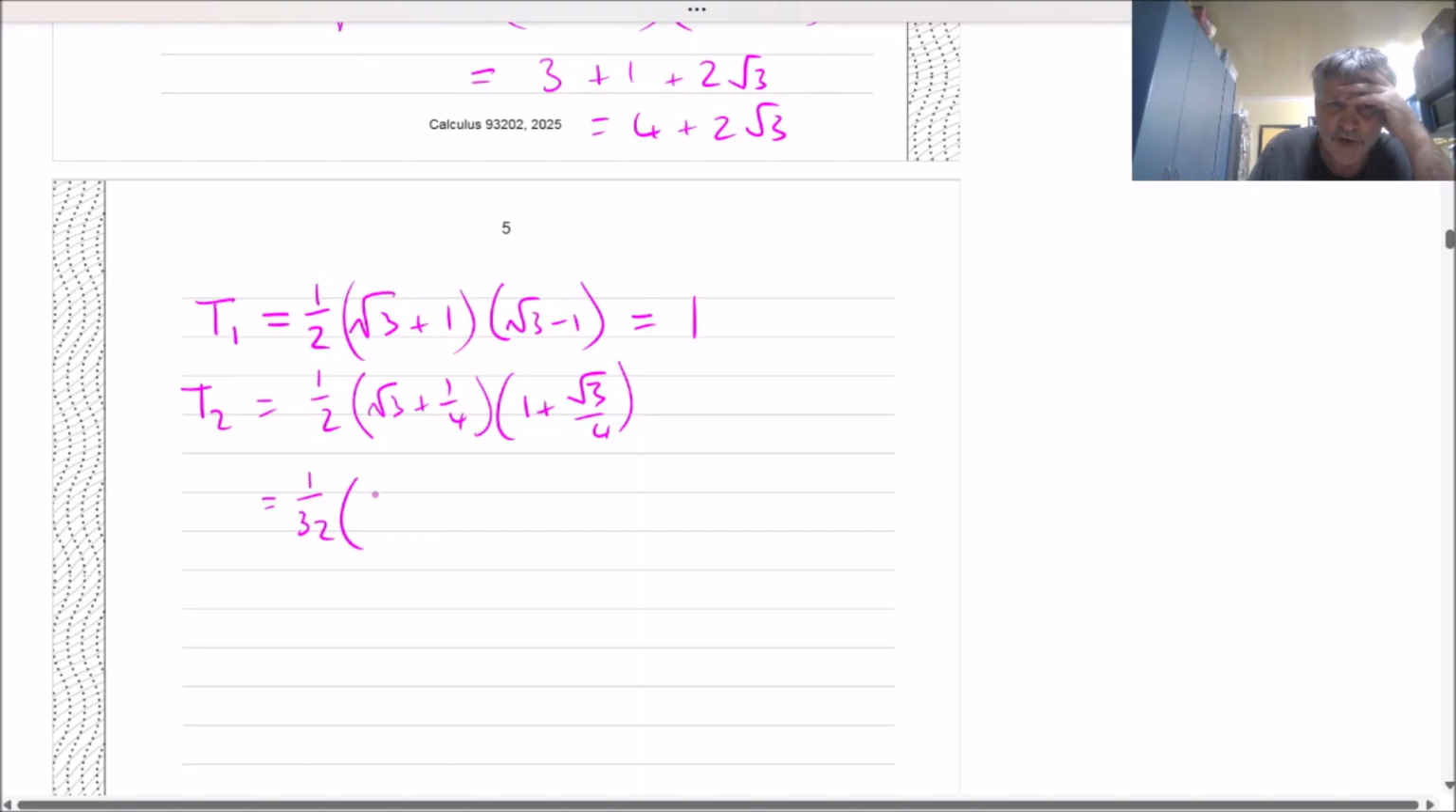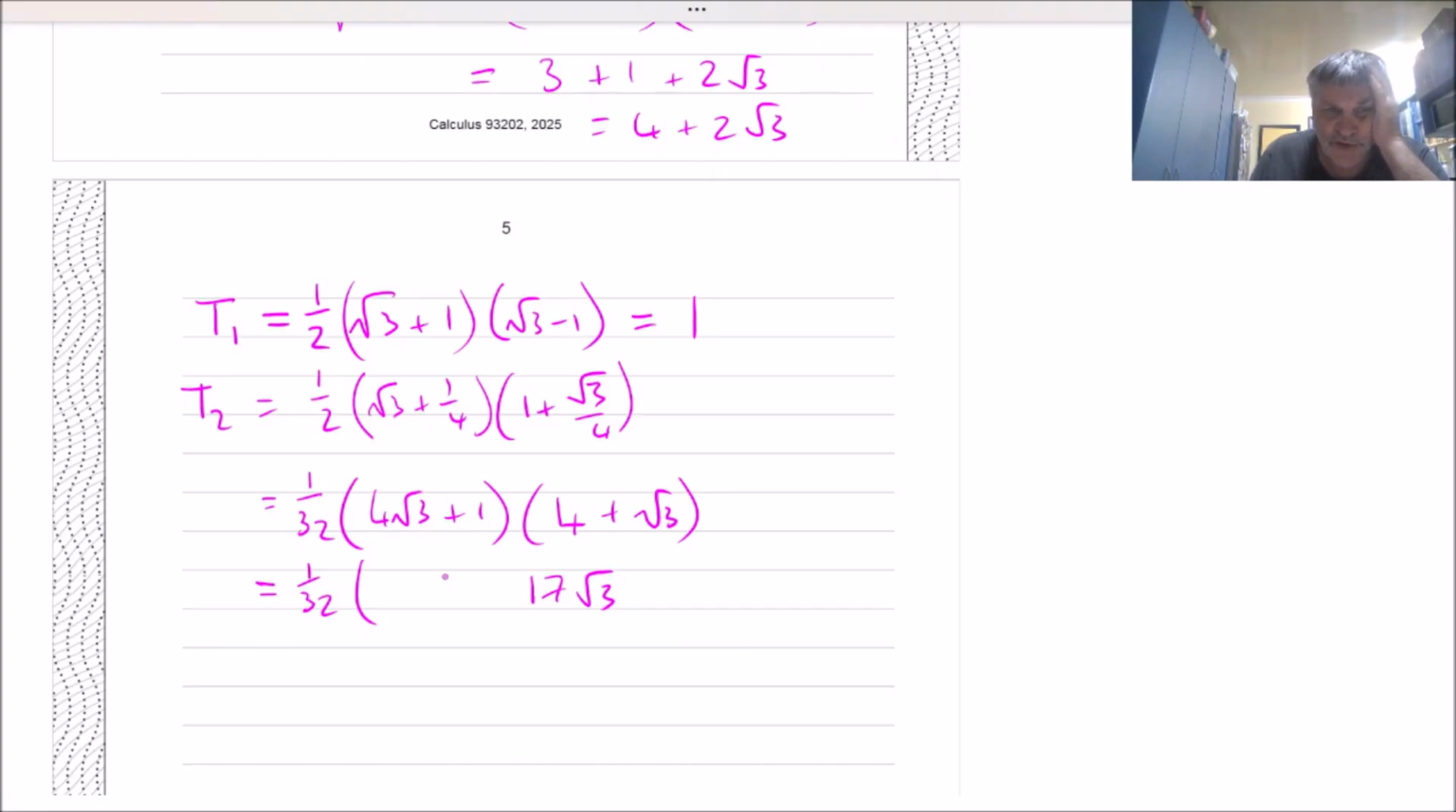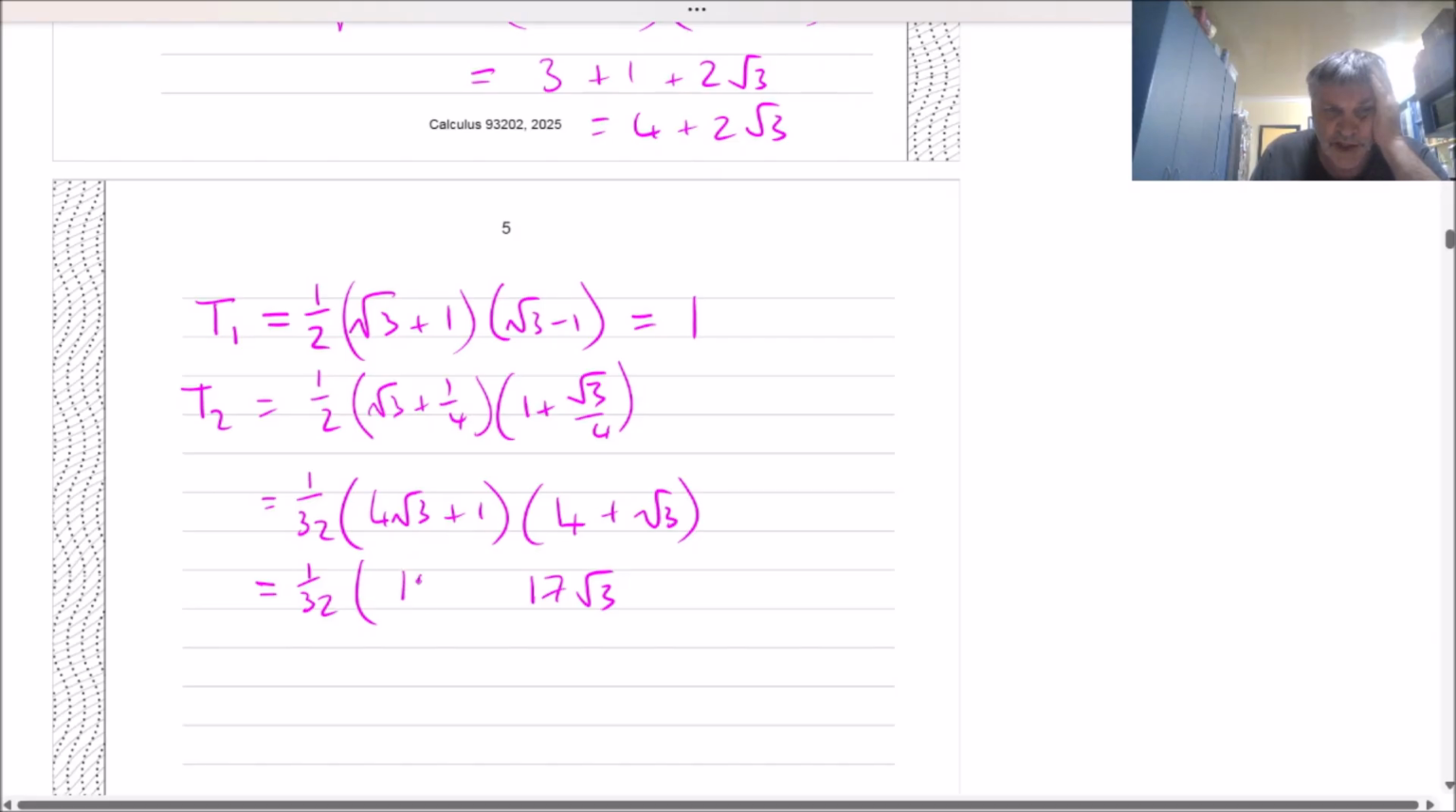And we'll have 4 root 3 plus 1 multiplied by 4 plus root 3, multiplied in each bracket by 4. So it's 1 over 32. The root 3 terms, we've got 16 here, and we've got 1 here, so we've got 17 root 3. And the ordinary numbers, we've got 4 times root 3 is 12, plus 1, we've got 16, plus root 3 over 2.